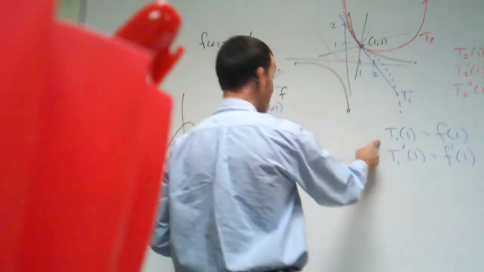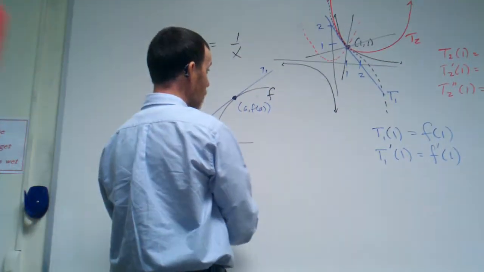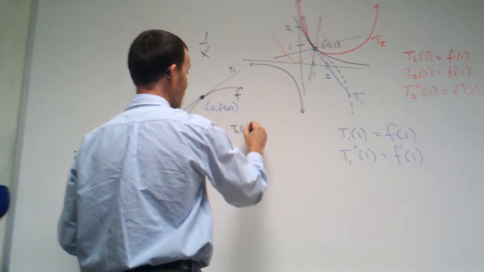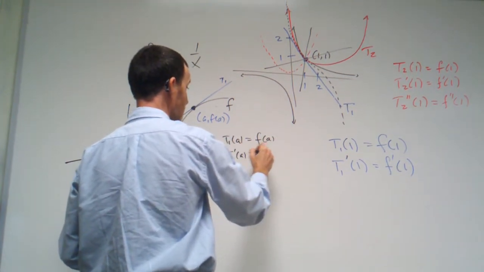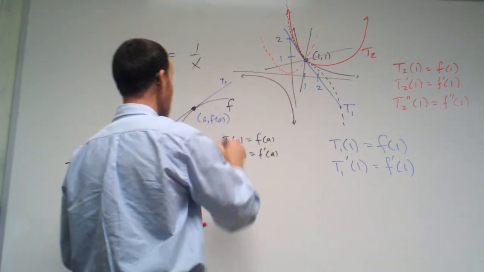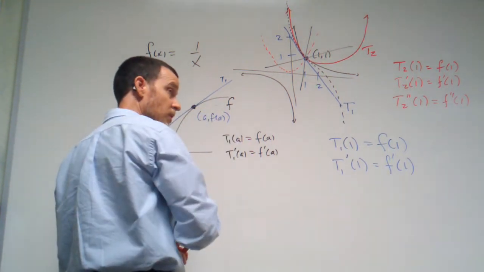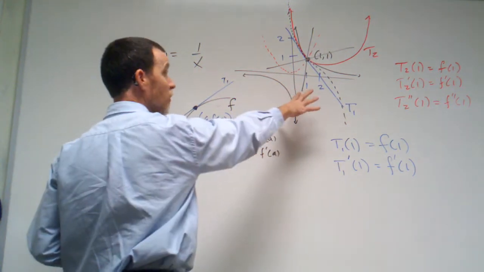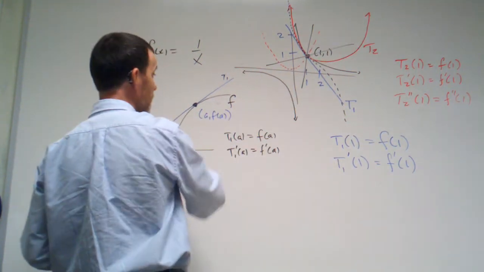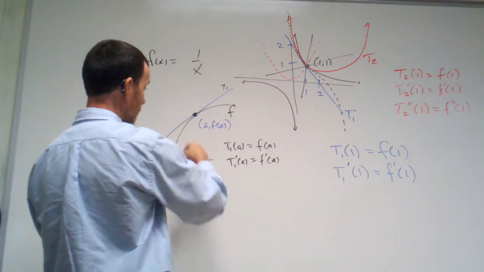So the tangent line agrees with the value at the point. T1 of a equals f of a, and T1 prime of a equals f prime of a. In other words, this line agrees at the point and the slope agrees. Okay? But there's nothing special about the function I'm using, and there's nothing special about the point I'm using.